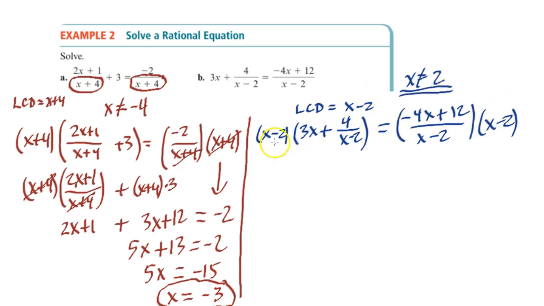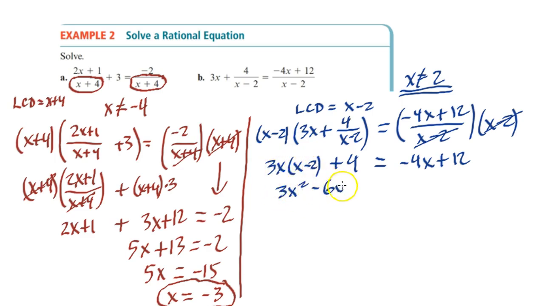All right, we'll distribute x minus 2, and we have 3x times x minus 2. And then x minus 2 times this fraction here. We'll notice we'll have just plus 4 because the x minus 2 cancel. And then notice that the x minus 2 cancels here, and we get negative 4x plus 12 on the right side of the equation. So again, the fractions are gone after you multiply by the LCD. We need to distribute here, and we end up getting 3x squared. 3x times negative 2 is negative 6x plus 4 equals negative 4x plus 12.